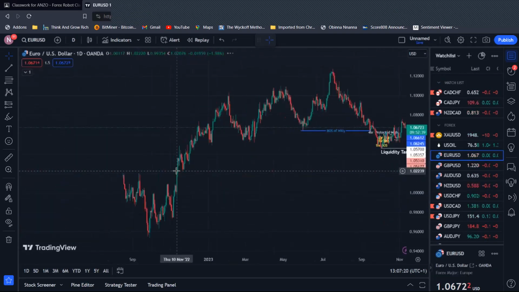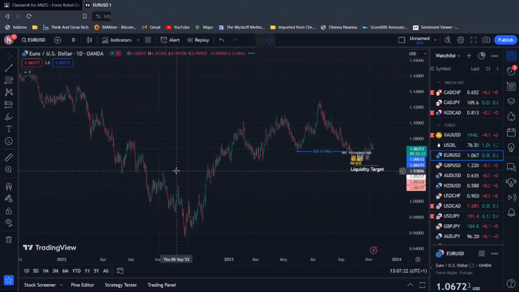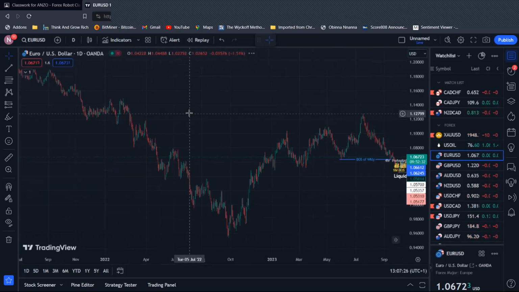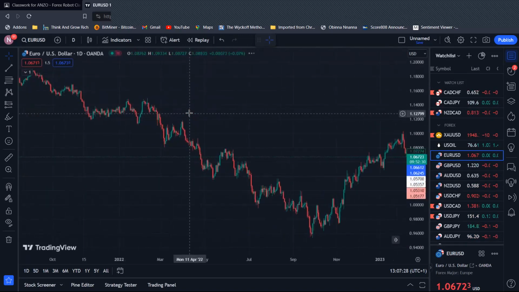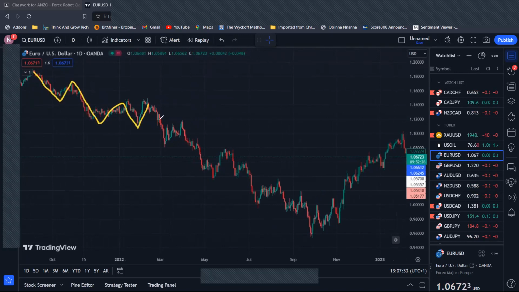Let's use the EU daily time frame. So, similar type thing here. Just look at this, right? Clearly, the market has been very bearish last year. All through last year, EU was very bearish.